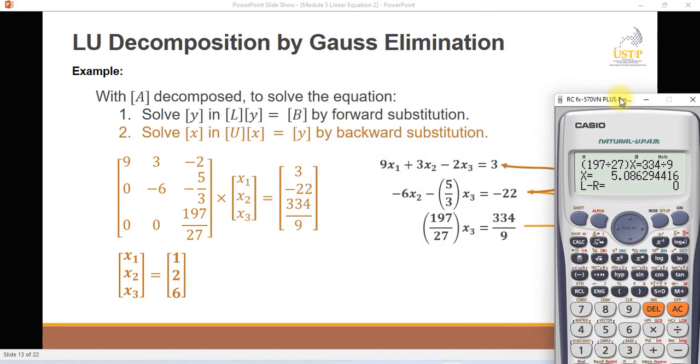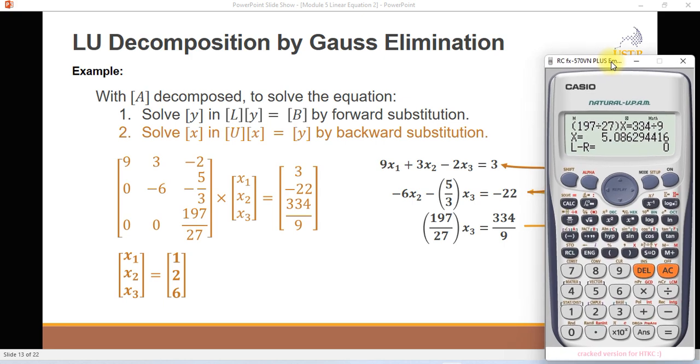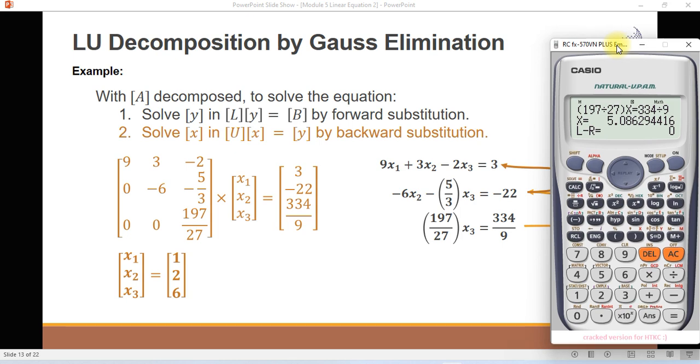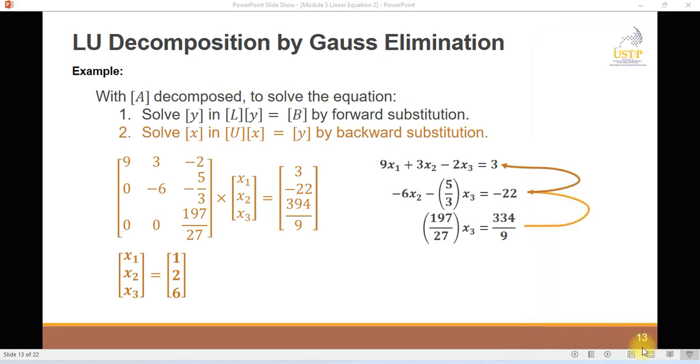I think there's some error here because that's supposed to be 6. But what happened? Okay, let me check for a minute. That's supposed to be 6. 197 over 27 divided by 334 over 9. Oh, what happened?